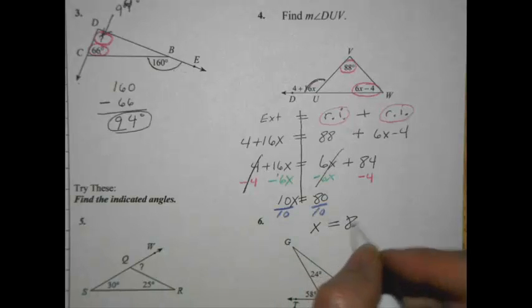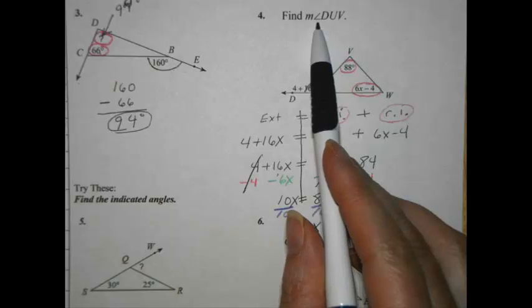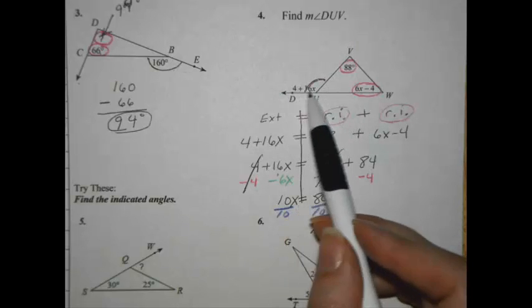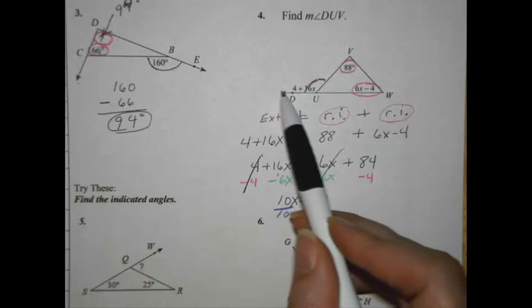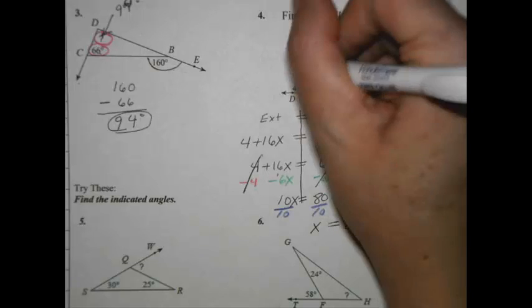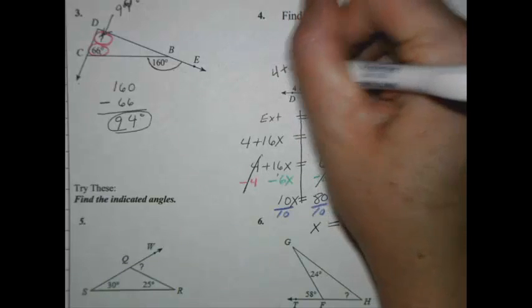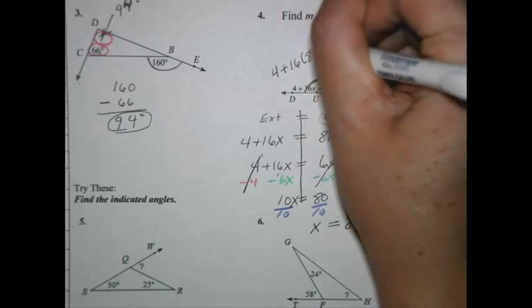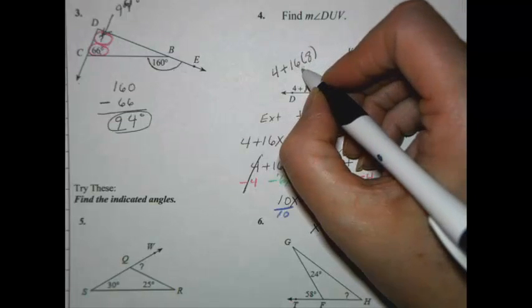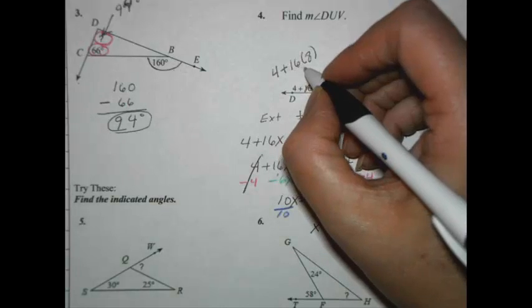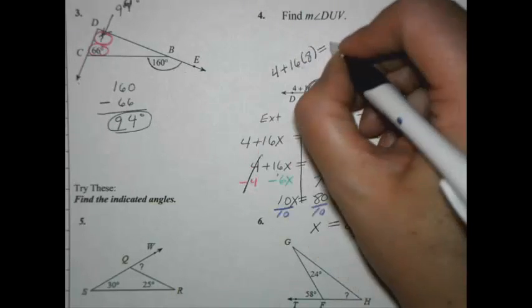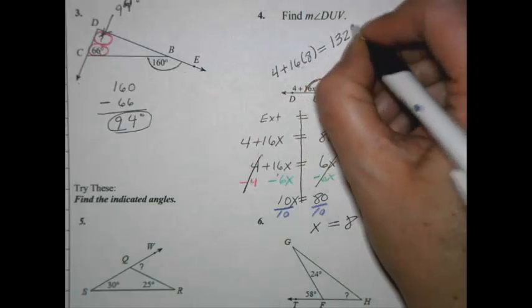Let's not stop there. Let's go check our question. Find the measure of DUV. So where is DUV? DUV is our exterior angle. So let's plug that value of x equals 8 into this angle right up here. So we're going to take 4 plus 16 times 8. Do the multiplication first. 16 times 8. 128. 128 plus 4 would be 132 degrees.